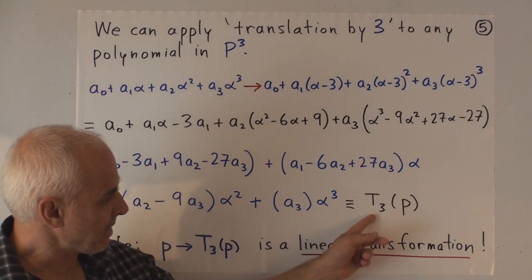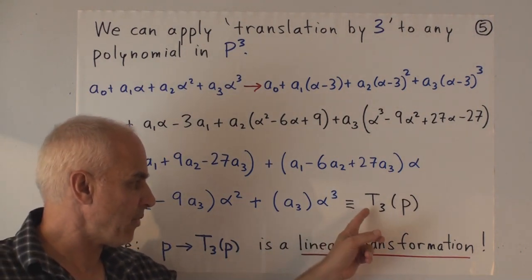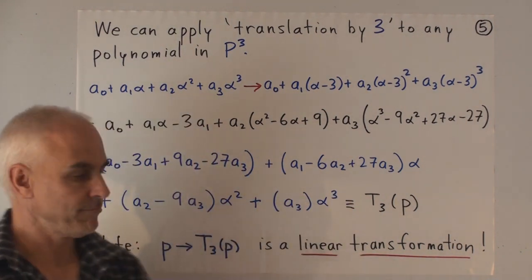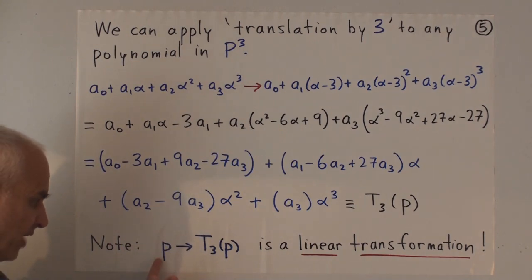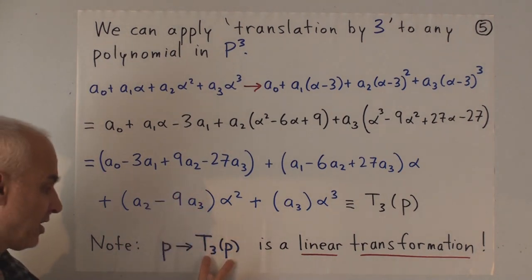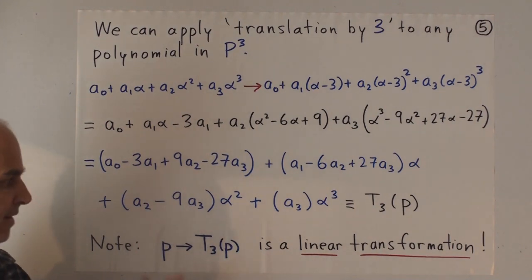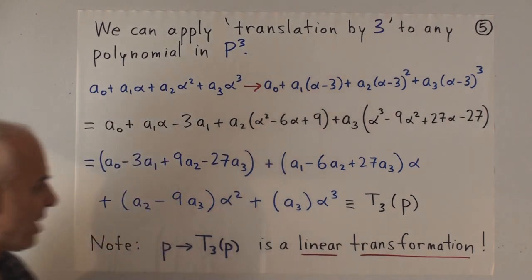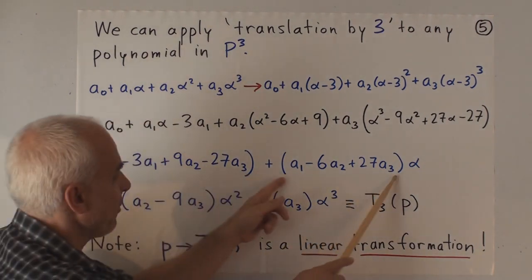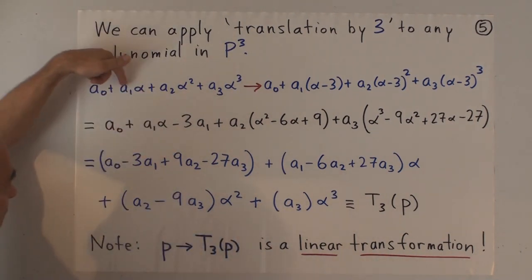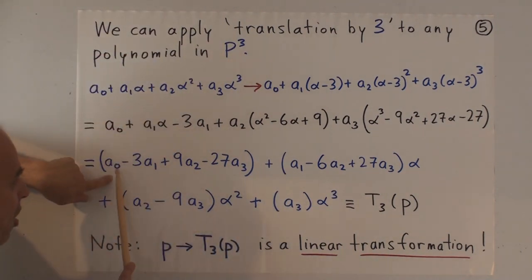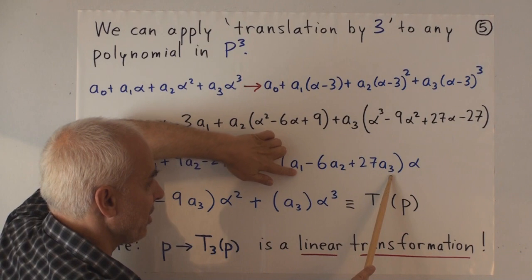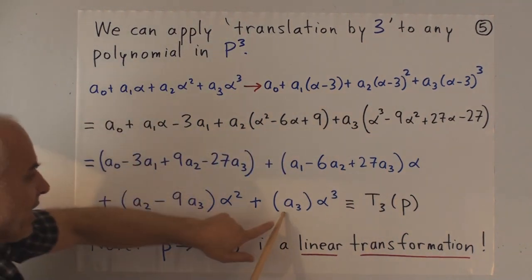And let's call it t sub 3 of p, reminding us that what we've done is we've translated the original polynomial p, this one here, by 3. And we can think of this now as a transformation that starts with p and outputs t sub 3 of p. And this is a linear transformation. Why is it a linear transformation? Because the dependence on the original coefficients, a0, a1, a2, and a3, is all linear. This is a linear expression in those four numbers. Here's another linear expression, and another linear expression, and another linear expression.